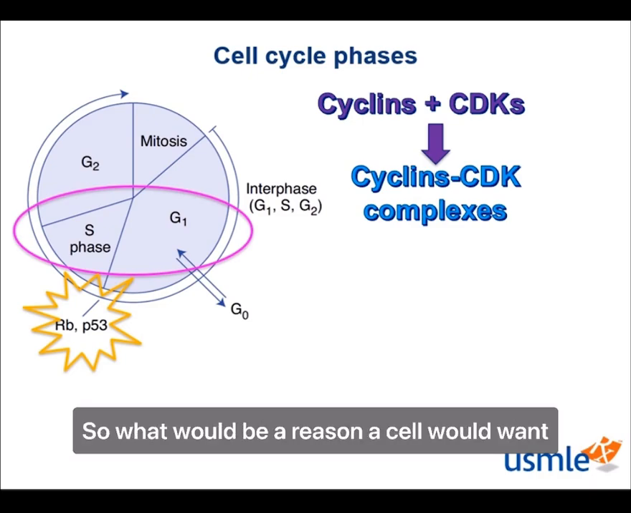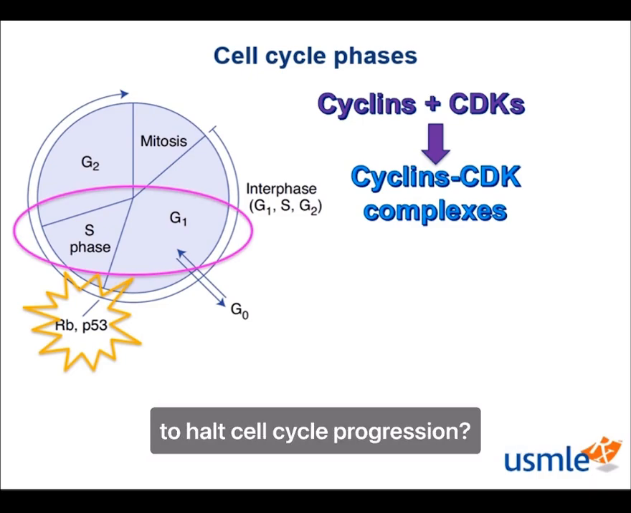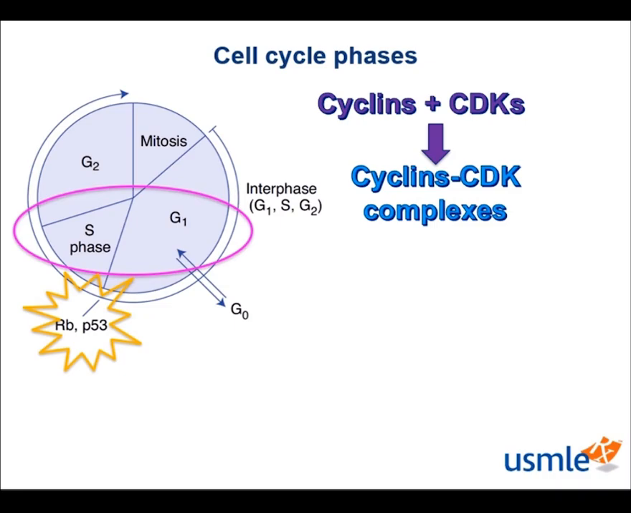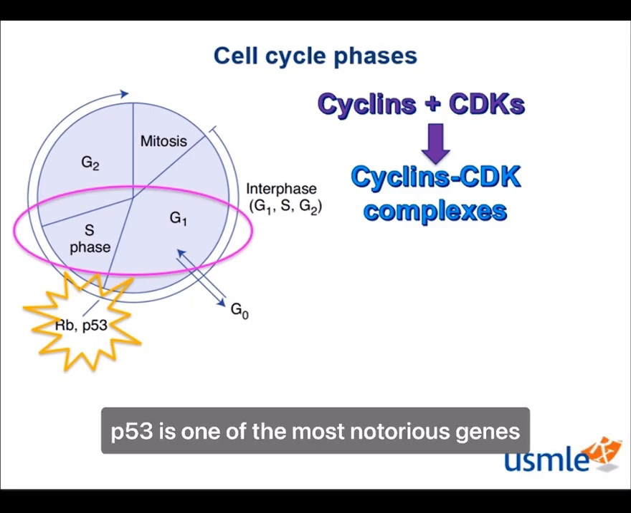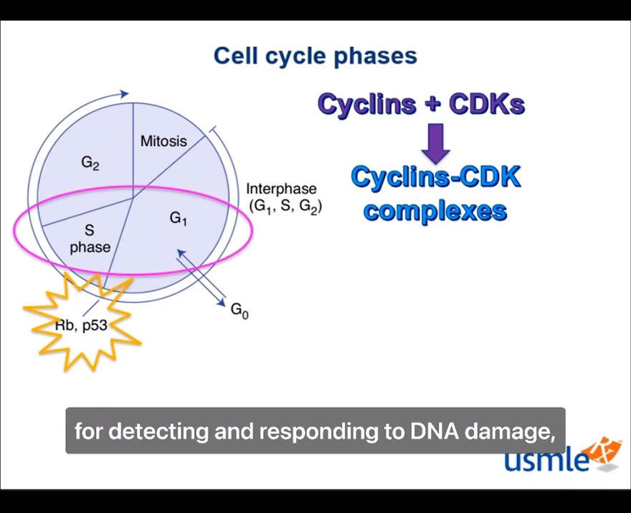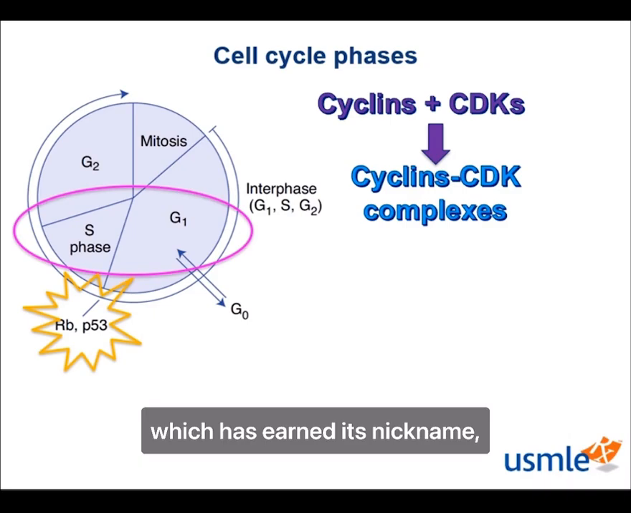So what would be a reason a cell would want to halt cell cycle progression? Well, one of the most important reasons is DNA damage. P53 is one of the most notorious genes for detecting and responding to DNA damage, which has earned its nickname, the guardian of the genome.